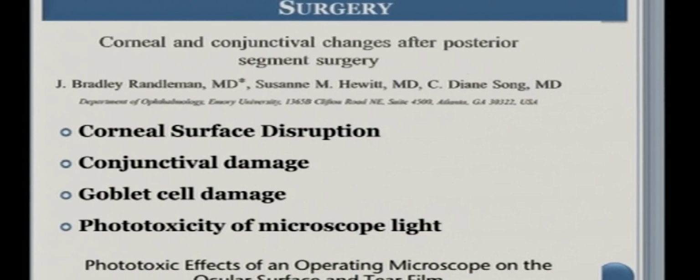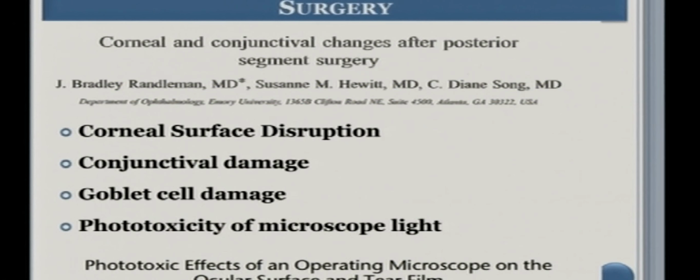Now, if we have done a retinal surgery, what do we do? Many of the retinal surgeons debride the epithelium very vigorously. They can damage the stem cells as well. They can cause conjunctival damage, goblet cell damage. And this is one study that was done in Japan, and they found that there is a phototoxic effect of an operating microscope on the ocular surface and tear film. So that is also one factor.